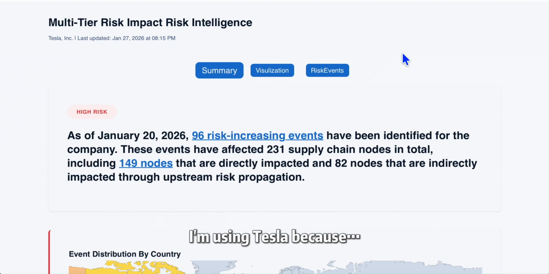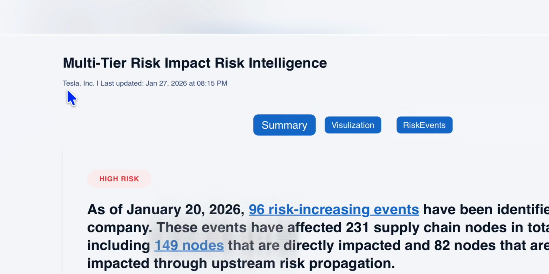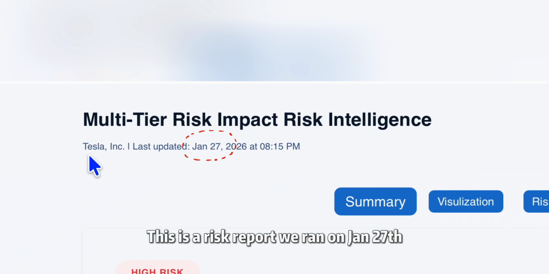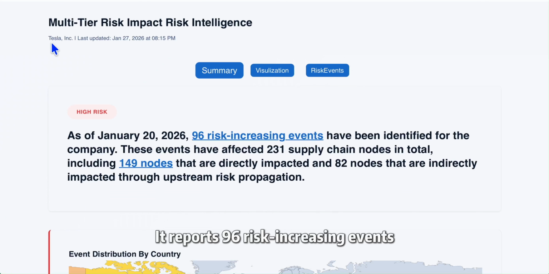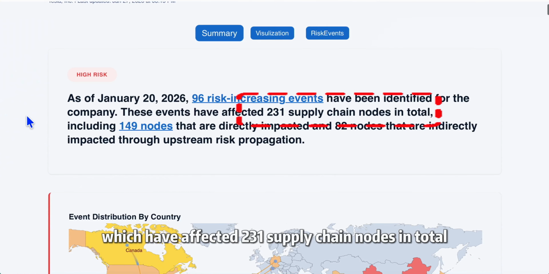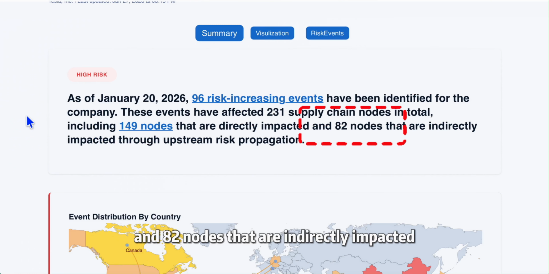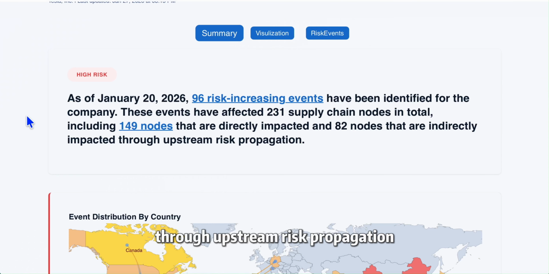Again, I'm using Tesla because, well, it has everything a globalized company needs to worry about. This is a risk report we ran on Jan 27th, 2026. It reports 96 risk-increasing events that have been identified for the company, which have affected 231 supply chain nodes in total, including 149 nodes that are directly impacted and 82 nodes that are indirectly impacted through upstream risk propagation.